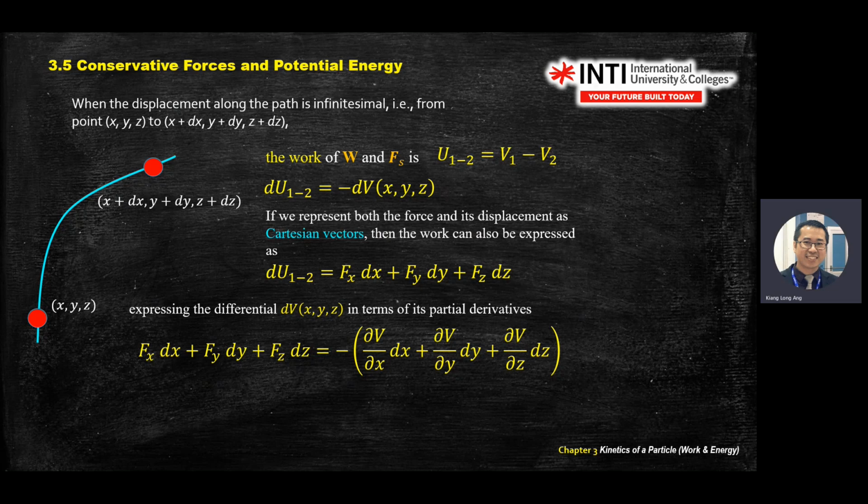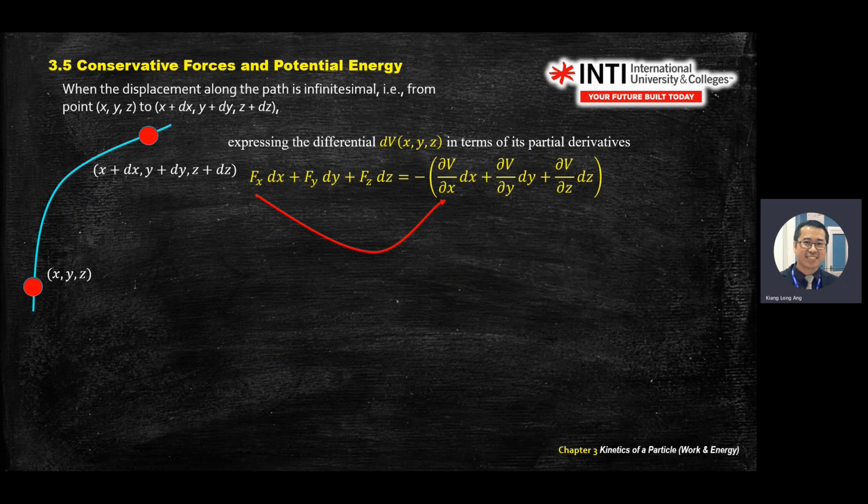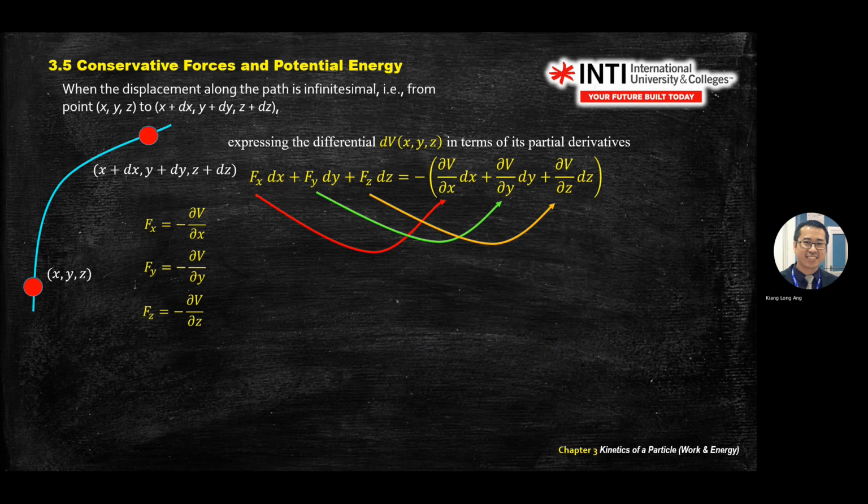Then you express it in the differential dV. This one is expressed in terms of dV. So fx dx, fy dy, fz dz equal to minus partial V partial x dx, and so on. This is a partial differential, but we're not interested in this one. It just lets you know that you can write all these terms as fx equals minus partial differential of V with respect to x, and so on. Right.